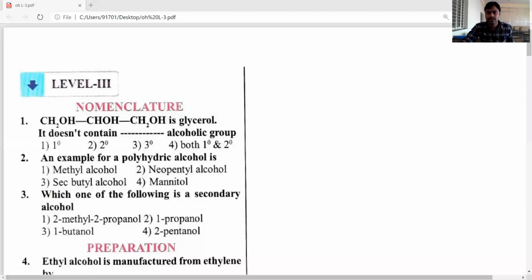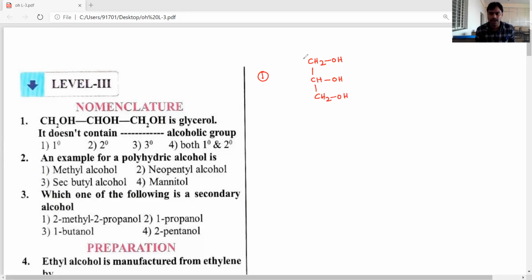Okay, listen, dear students. Let's see the first question. Very easy only. Glycerol. Just write that given structure in vertical form. Okay, this is the glycerol structure.